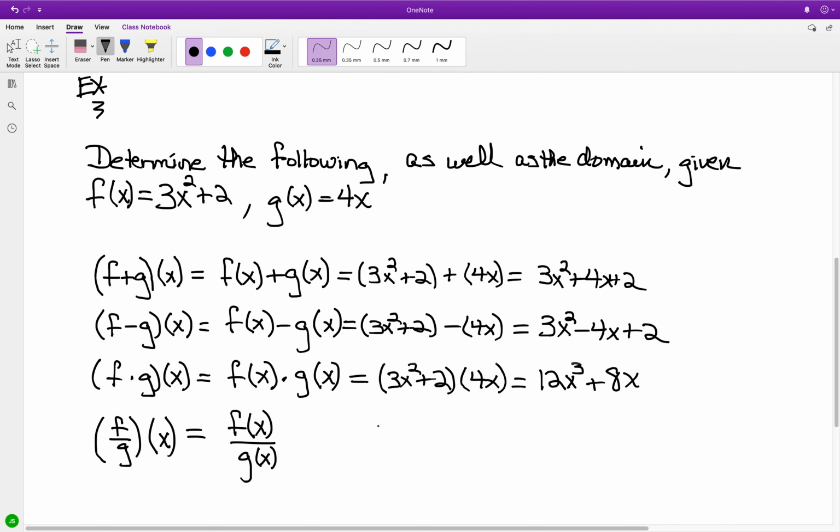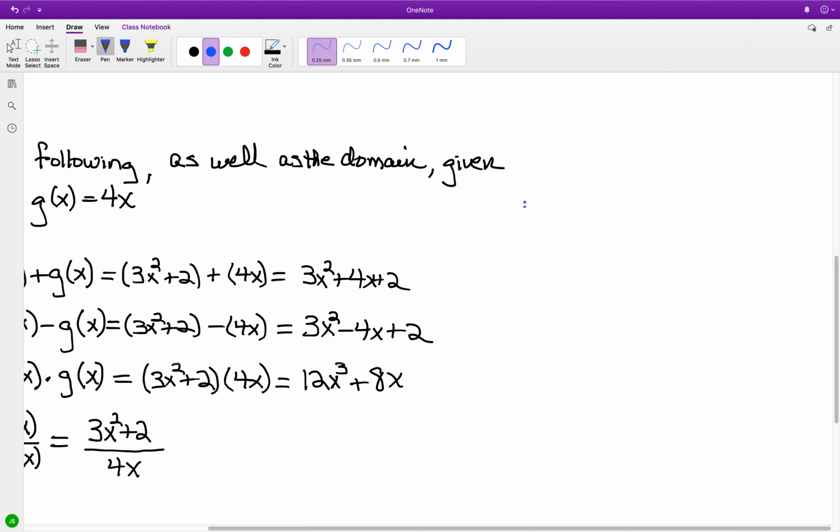As for the quotient function, we have the quotient of f of x to g of x. F of x is 3x squared plus 2, divided by g of x, which is 4x, and so we have 3x squared plus 2 all over 4x.